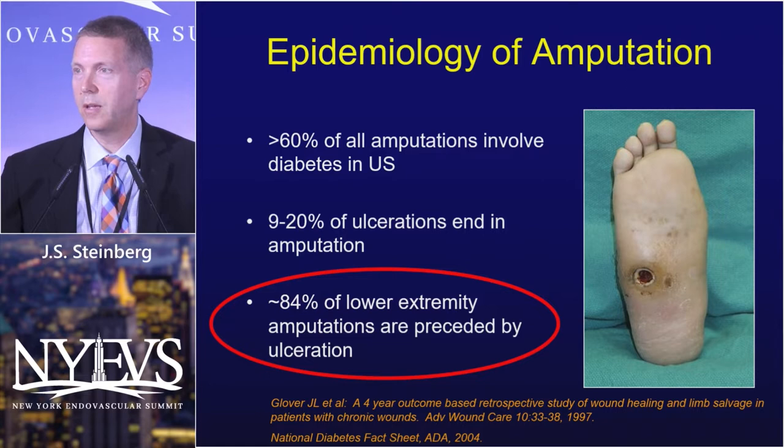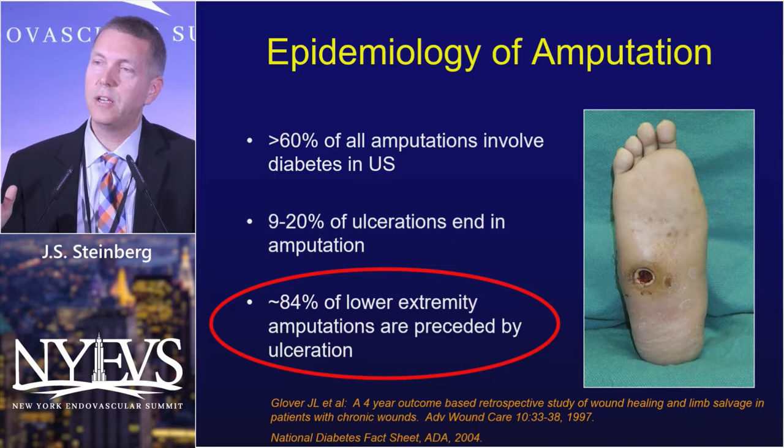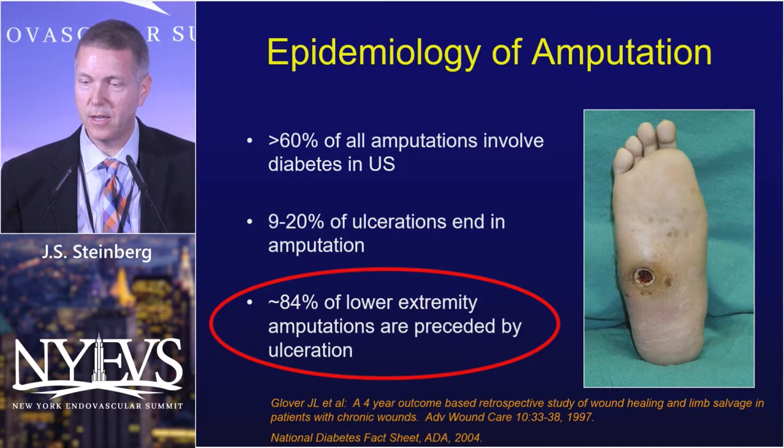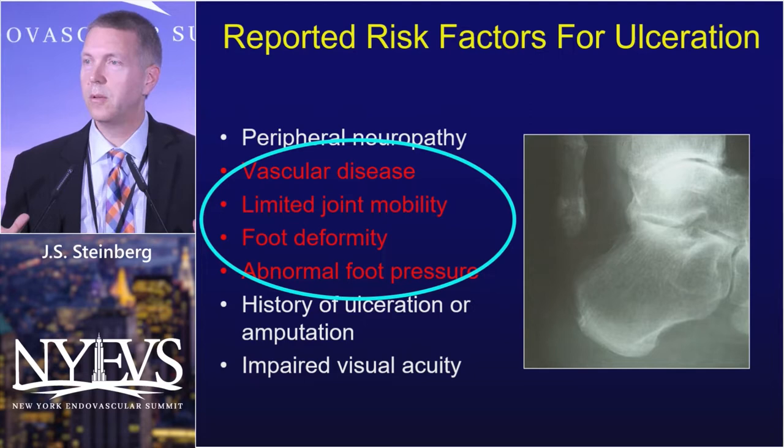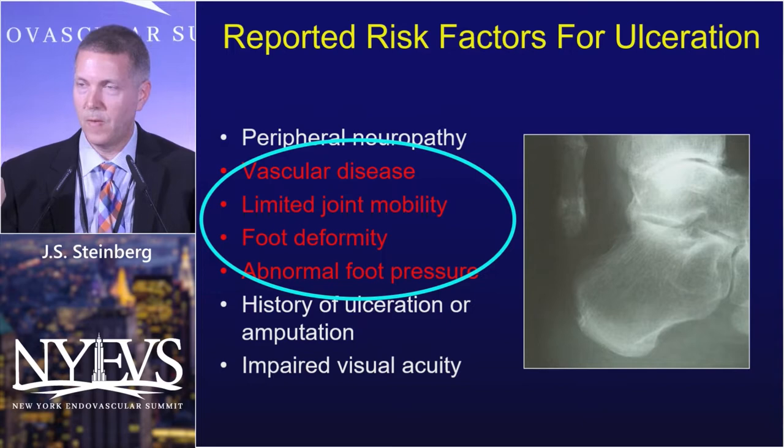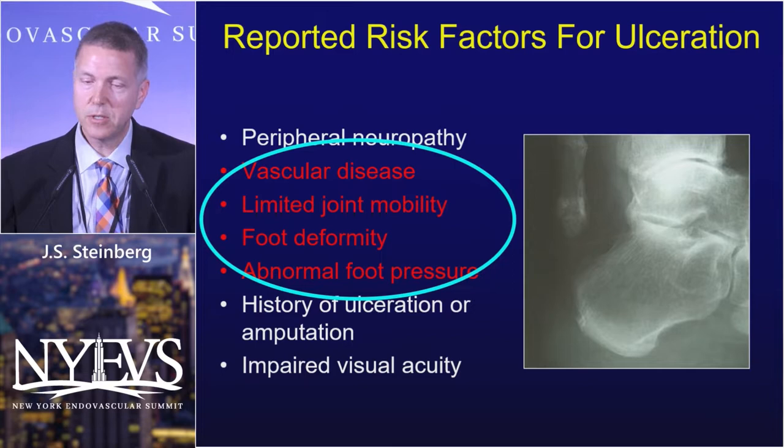So 84%. We could literally prevent 84% of the amputations we're doing in this country if we could just heal ulcers better. Obviously we're going to talk a lot about that during the day, but we have to have those understandings of where this all comes from. When we talk about limb loss in the diabetic foot, we know it's not what Hollywood may portray it as, at 2 o'clock in the morning, you must amputate or they're going to die. That still happens, but it's pretty rare.